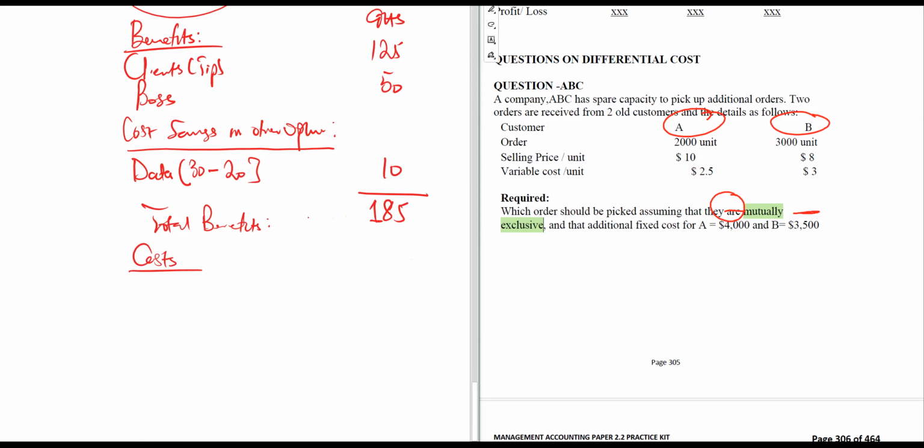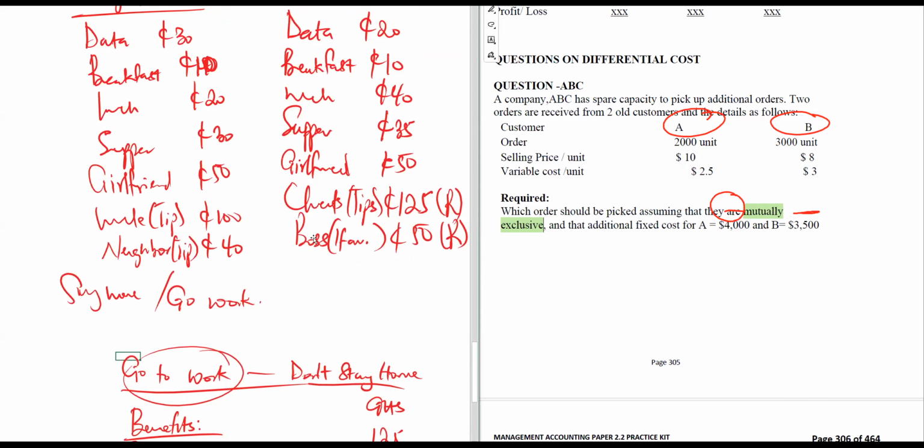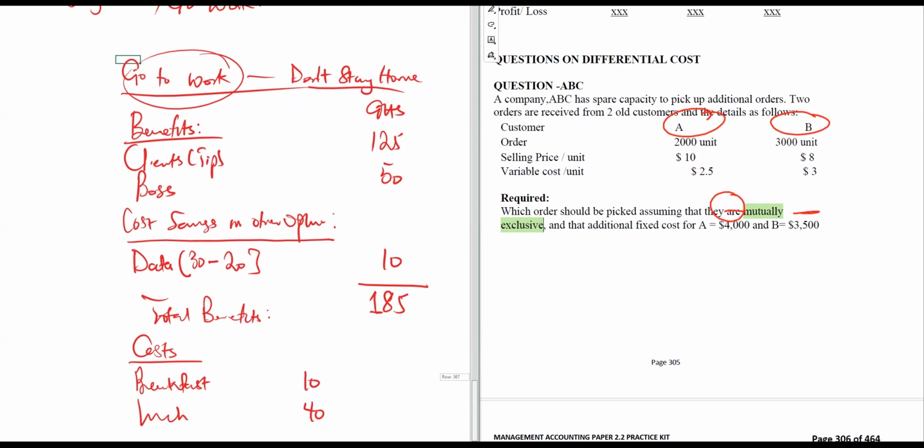Breakfast 10 cedis, lunch 40. But lunch will not be 40 here. Do you know why? We need an incremental, so 20. Do you understand why lunch is 20? Because even if we stay home, we will still pay 20, right? But when we go to work, we incur an additional 20.